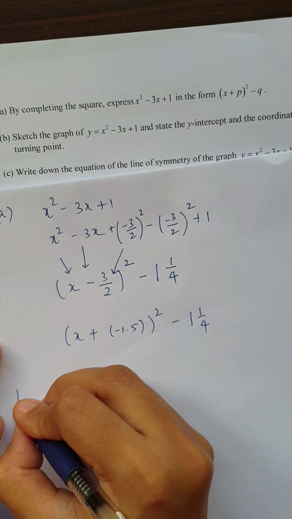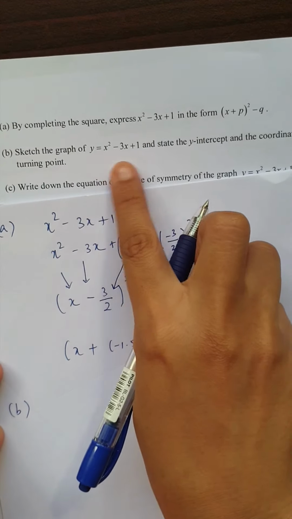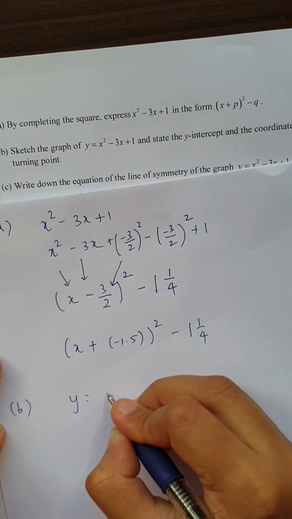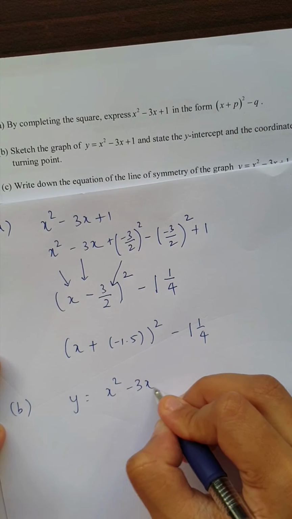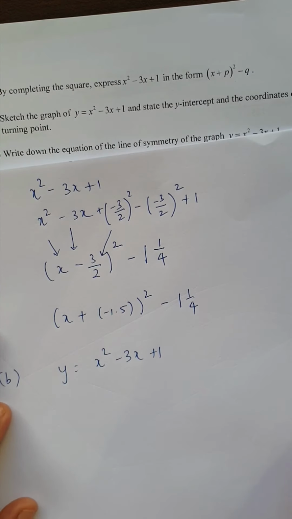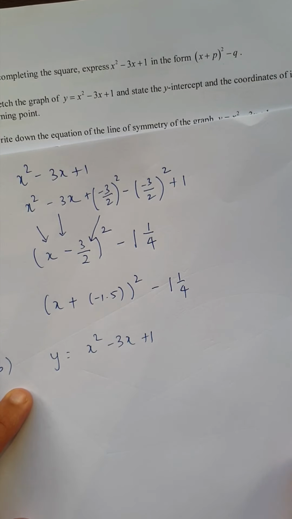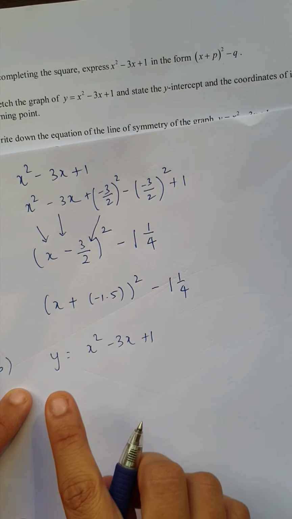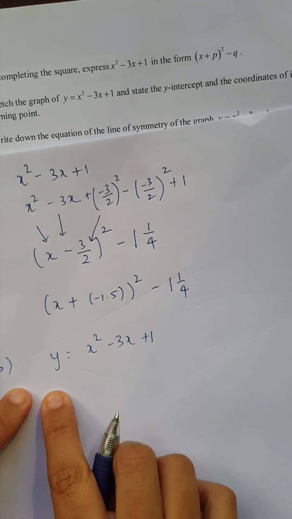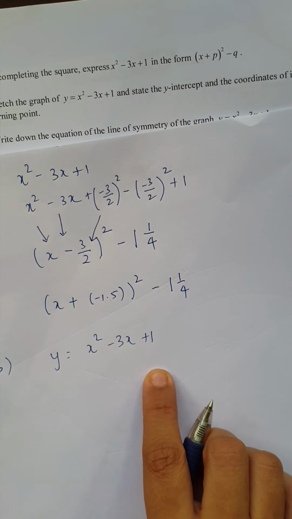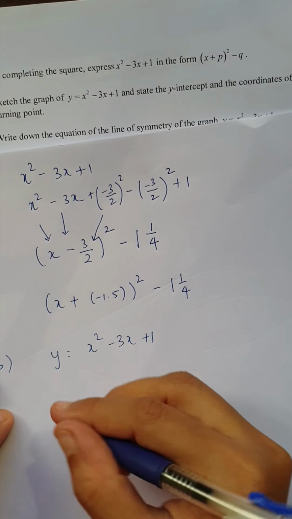Okay, now part B. Sketch the graph of this, y equals x square minus 3x plus 1. State the y-intercept and the coordinates of the turning points. Now, whenever you want to sketch a curve, you must make sure that you substitute x equals 0 to find the y-intercept, and put y equals 0 to find your x-intercept. Right. So, to do that, let's begin.